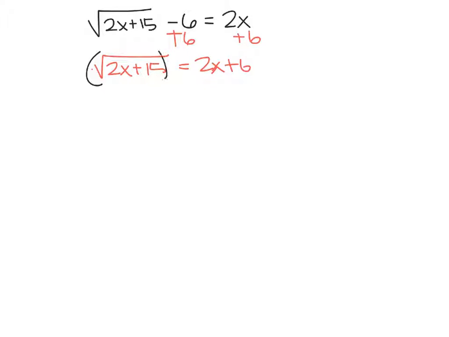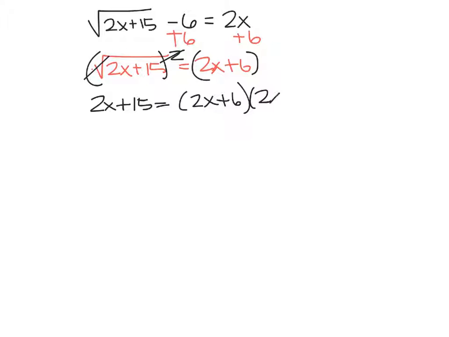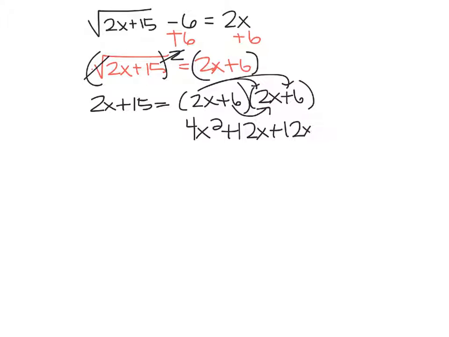So then we'll square both sides, which crosses off the square root. So 2x plus 15 equals 2x plus 6 times itself. So we're going to have to FOIL. 2x times 2x is 4x squared. 2x times 6 is 12x. 6 times 2x is another 12x. And 6 times 6 is 36. That equals 2x plus 15.